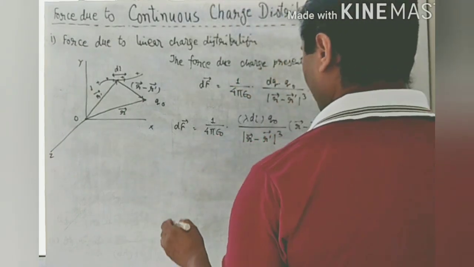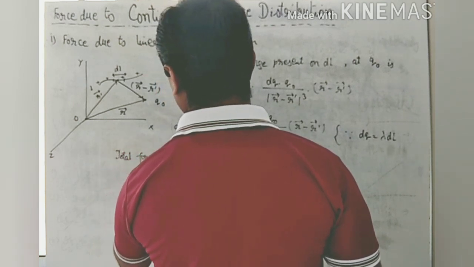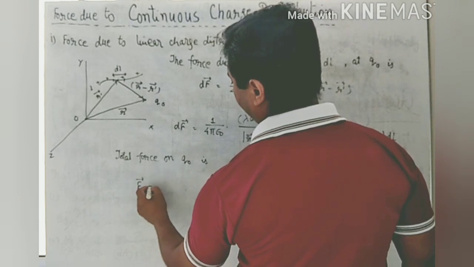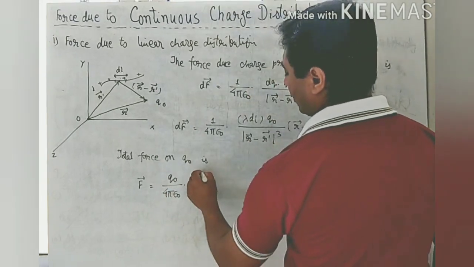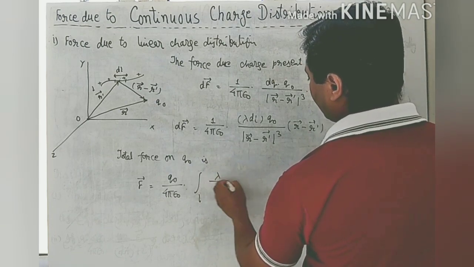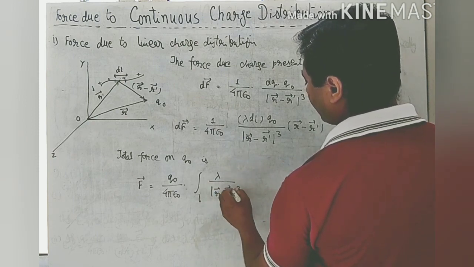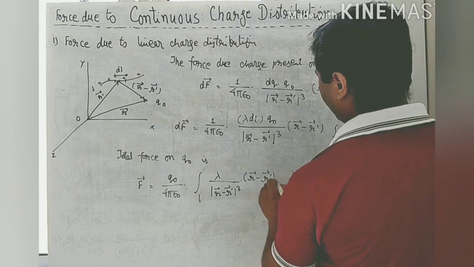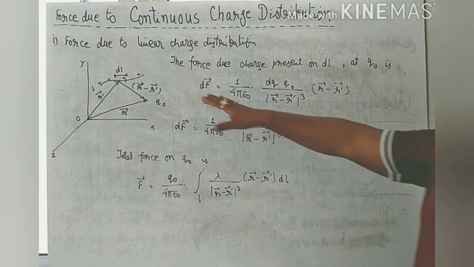Now integrating both the sides we can calculate the total force on q naught, which is vector F equal to q naught upon 4 pi epsilon naught, integral over the whole length L, of lambda upon mod of vector r minus vector r prime cubed, into vector r minus vector r prime, into dl. So this is the total force due to that line charge distribution.